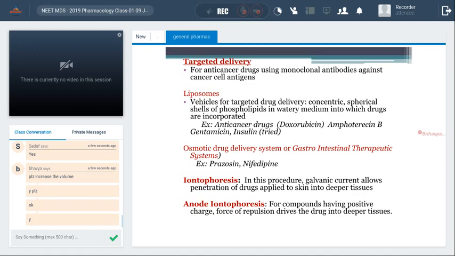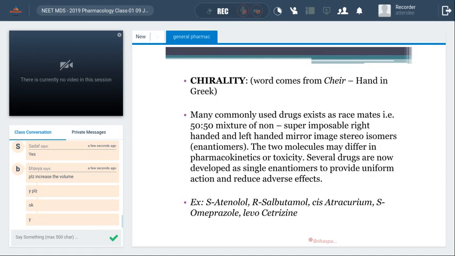Then you have iontophoresis. Iontophoresis is using a charge, using a current. Galvanic current is applied on the skin, which allows penetration of drugs into the deeper tissues. That is called iontophoresis. We have anode iontophoresis and cathode iontophoresis. In anode iontophoresis, for compounds having a positive charge, we use a positive current. For drugs having a negative charge, we use a negative current, so that the forces of repulsion will drive the drug into the deeper tissues. These are some of the targeted drug delivery systems. Okay, is that clear till here?